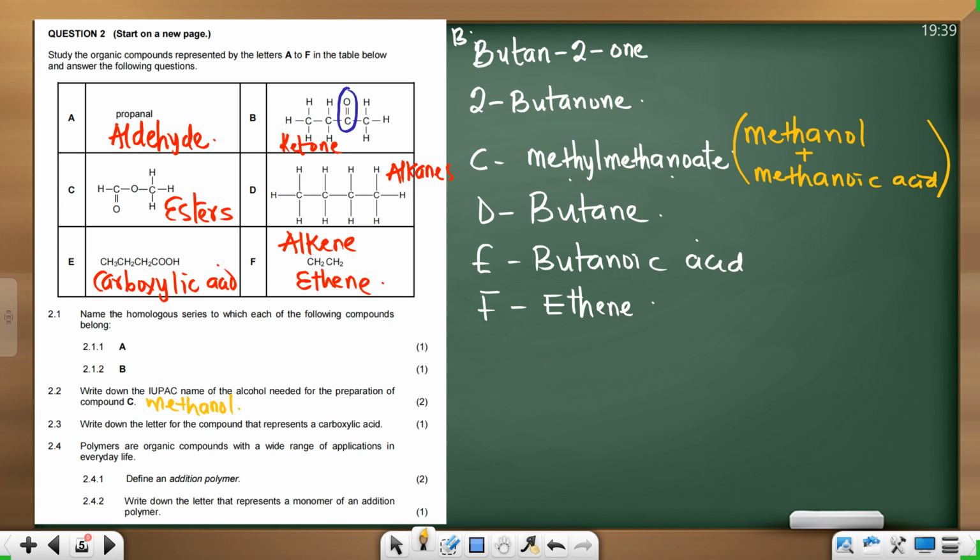Thank you. Water bath, okay. You're still not giving me why, though. Because alcohol is highly flammable. You would go kaboom, boom. Okay, beautiful. Write down the letter that represents a carboxylic acid. I think we're done. That's E.